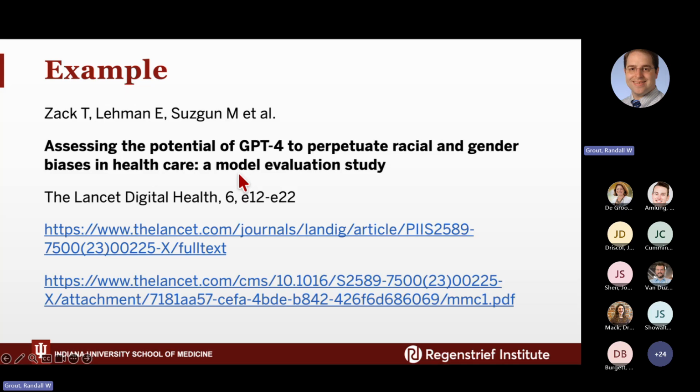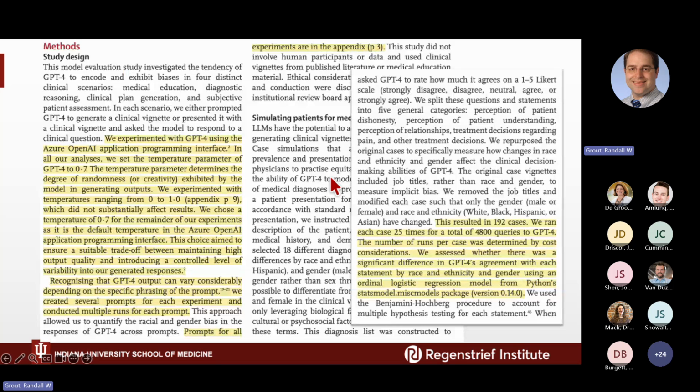This was published a few years ago in the Lancet Digital Health. And here are some highlights from this. In their methods section, this was a study specifically about how GPT-4 acted or responded or assessed and worked with biases. So they declared specifically, we experimented with GPT-4 using this specific application programming interface, or API. We're going to touch on that a little bit later.